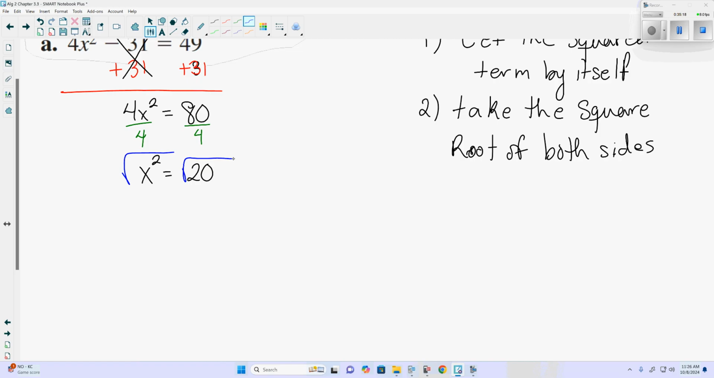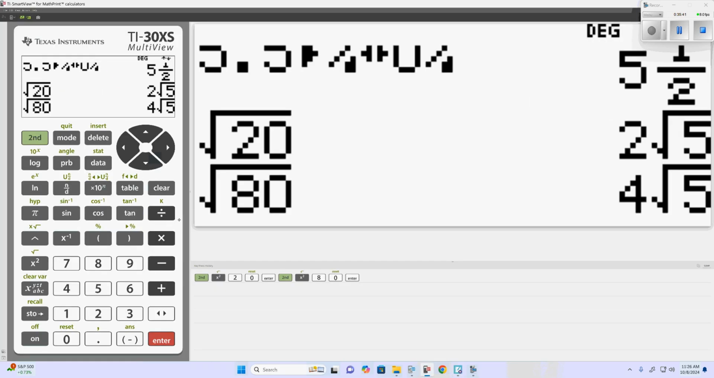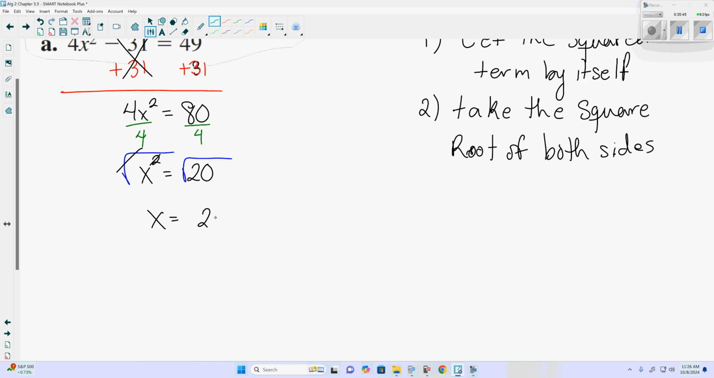And the reason we do this is the square root of x squared. What's the square root of x squared? X, because the square root and square will simplify out. Because when we take the square root of something, we're looking for what times itself. And we just did the square root of 20. So the square root of 20 is 2 square root of 5. Because if we can reduce it in any way, we're going to reduce it.